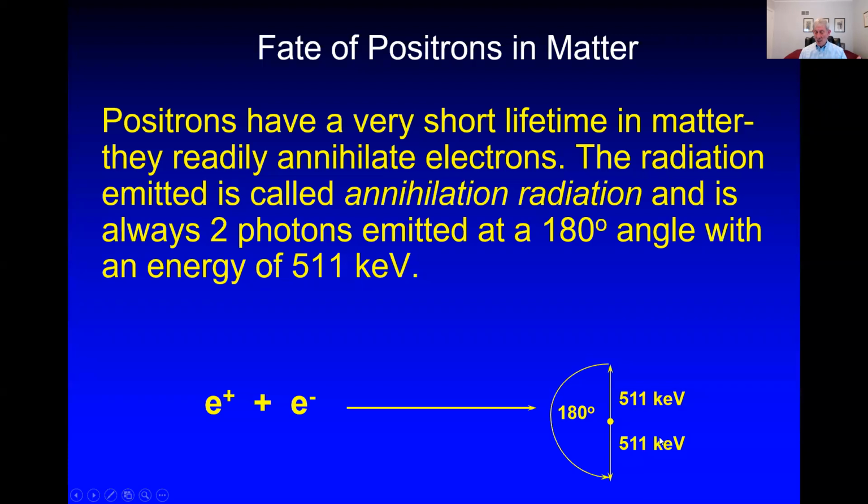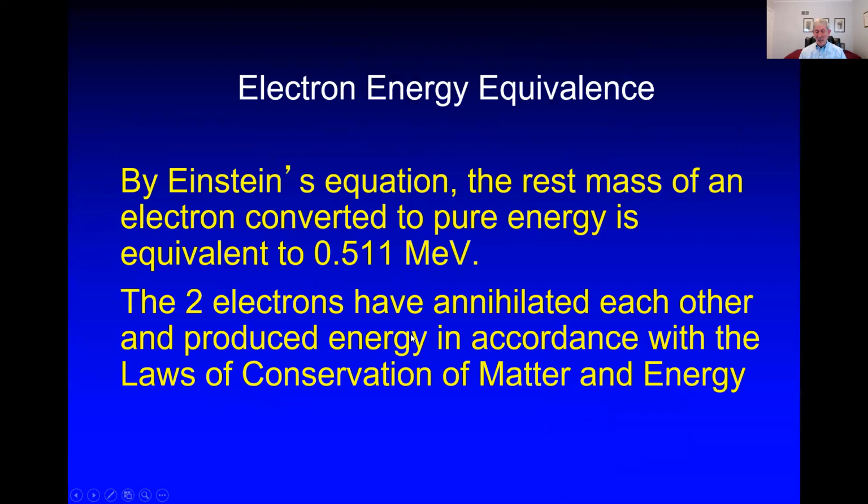Two 511s. That means that the energy equivalence of either one is 511 keV. That is, by using Einstein's equation, if you plug in the mass of an electron multiplied by the square of the speed of light and use a correct conversion factor, you come up with 511 keV. That's the energy equivalence of one electron.